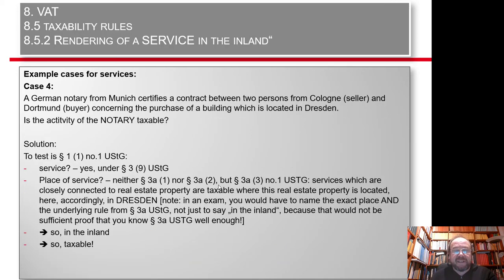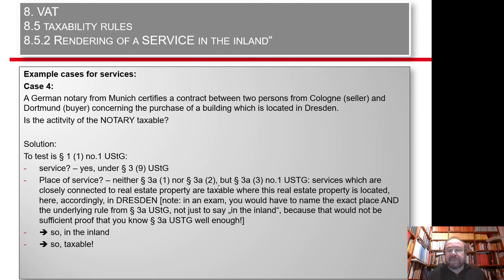Okay, let's look at a fourth case. A German notary from Munich certifies a contract between two persons. The one is from Cologne and is a seller, and the other person is from Dortmund and is a buyer concerning the purchase of a building which is located in Dresden. Dresden is also in Germany, in Saxony. Yeah, hope so at least. Last time it was. Is the activity of the notary taxable?